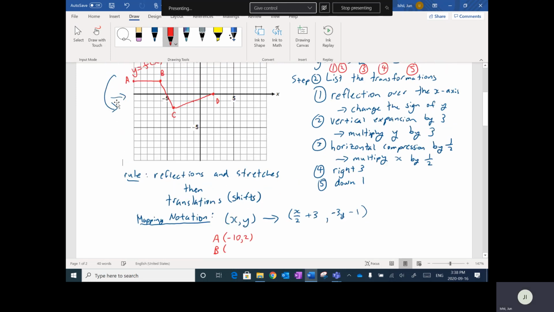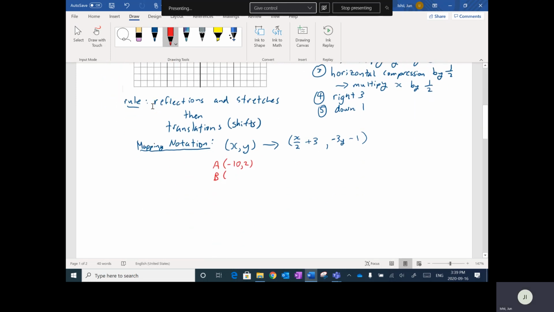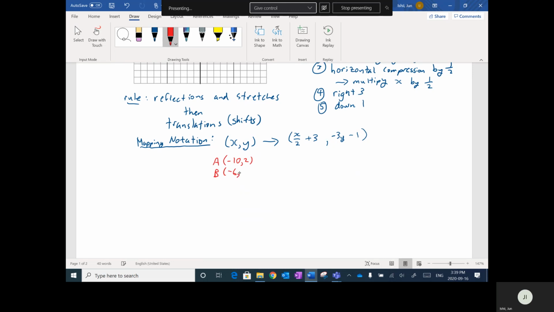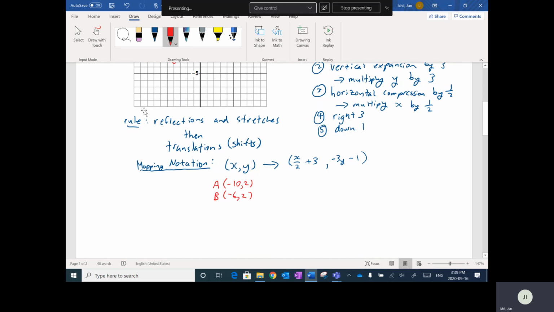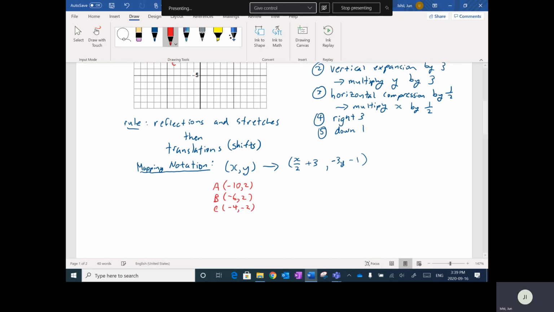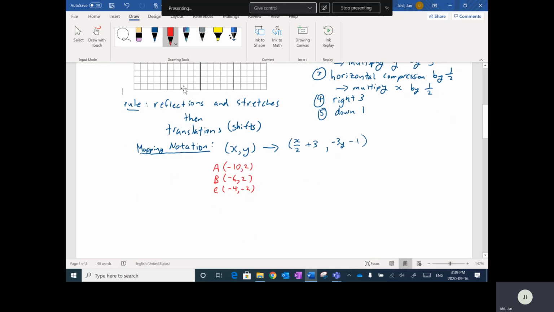Point B there is at -6, +2. C would be at -4, -2. And D is at 2, 0. Okay. So these are the 4 points on the original function, right? Y equals f of x, so they would apply to this part of the mapping notation. And then what I want to do is plug these ones in, and it should give us the points that are on the new function.